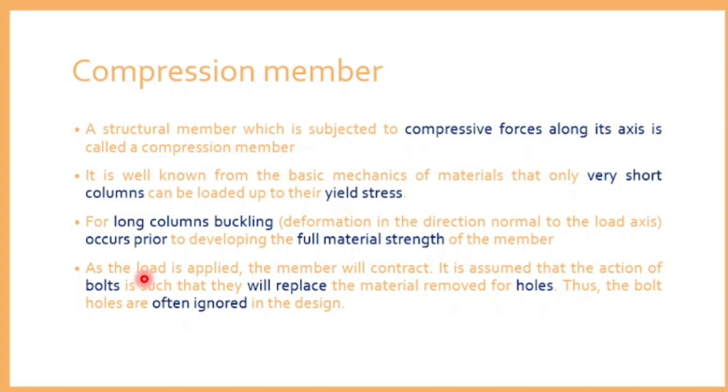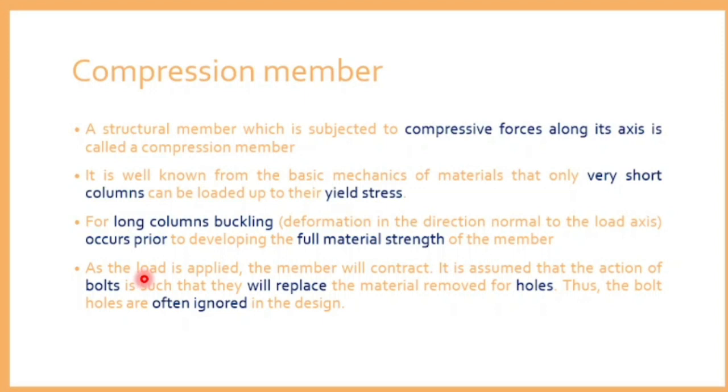How many holes are there? N into B. So how will you find the area? Gross area minus N into B. What is N? The number of holes. B is the breadth. In the breadth, you see how many holes you are providing, the hole area is eliminated, and you find the cross section. But in the case of a column, you need not eliminate.